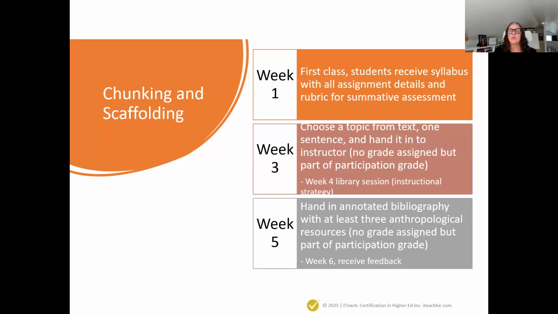And that was an instructional strategy, because they were required to cite 3 anthropological resources. I set up a library session with the librarian where they had to put together an annotated bibliography, so they would learn how to do that. And by forcing them to do an annotated bibliography, it meant they had to read the articles.